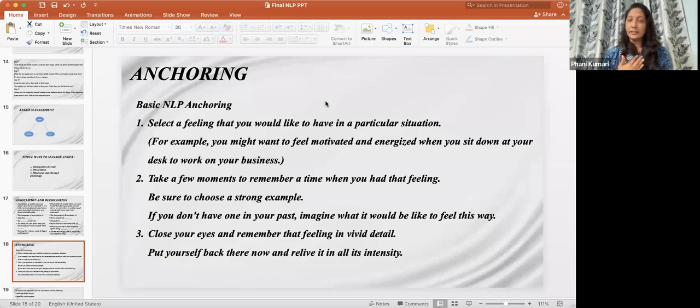So this is the anchor I have set for myself. Now if I go back to the situation again, if I see my father, if I see the same image, if I go and touch here, it's a signal to my mind that yes, it's the time to stop. That is the anchor. So here, the steps are: select a feeling that you would like to have in a particular situation which is troubling you. For me, that is the most unforgettable moment in my lifetime.